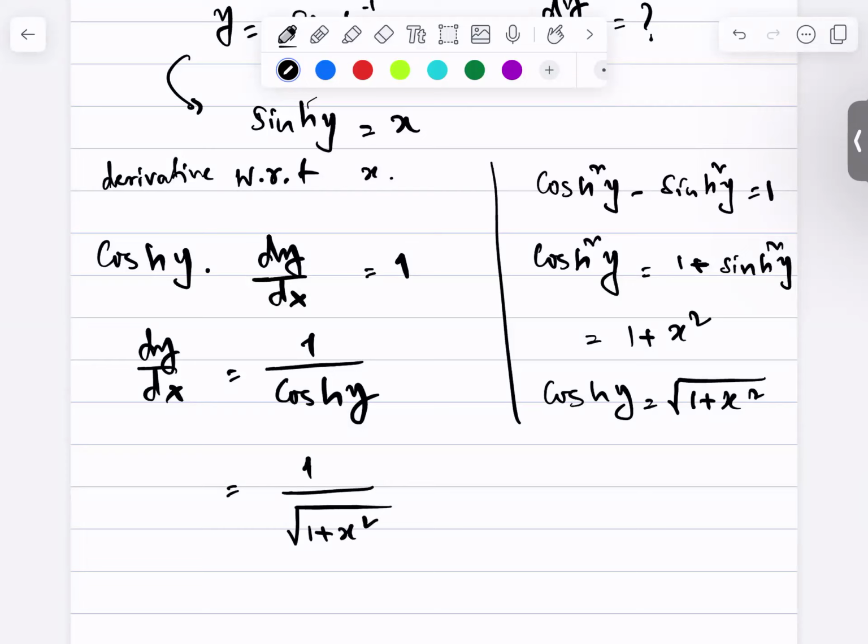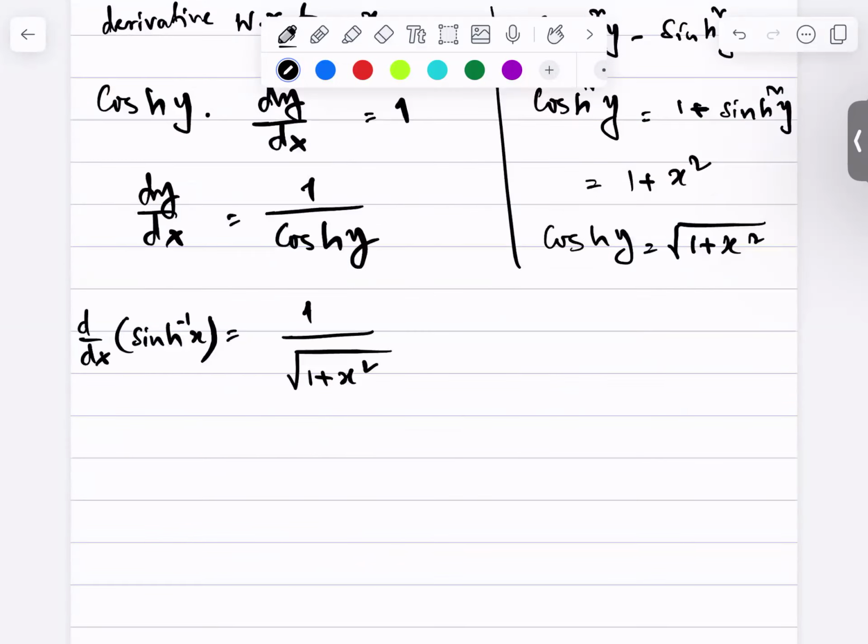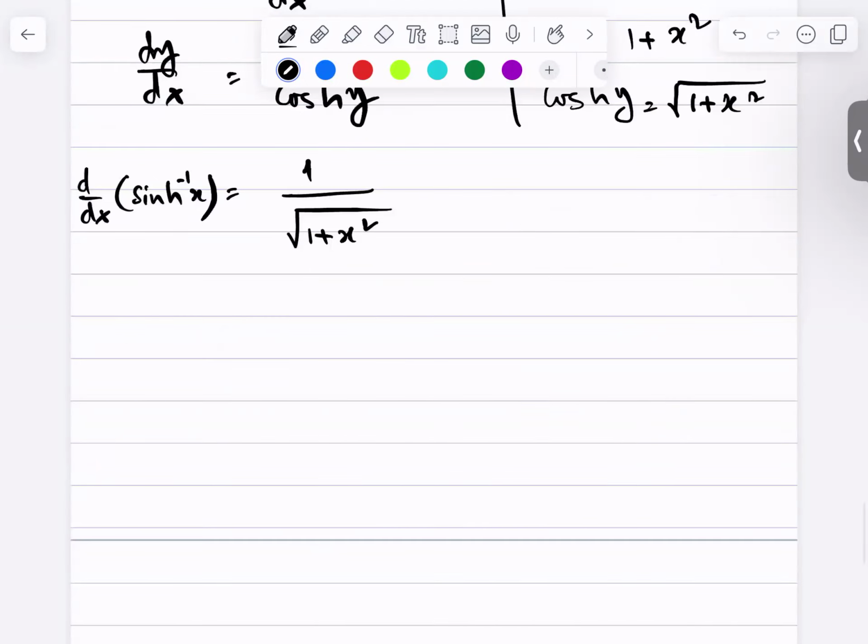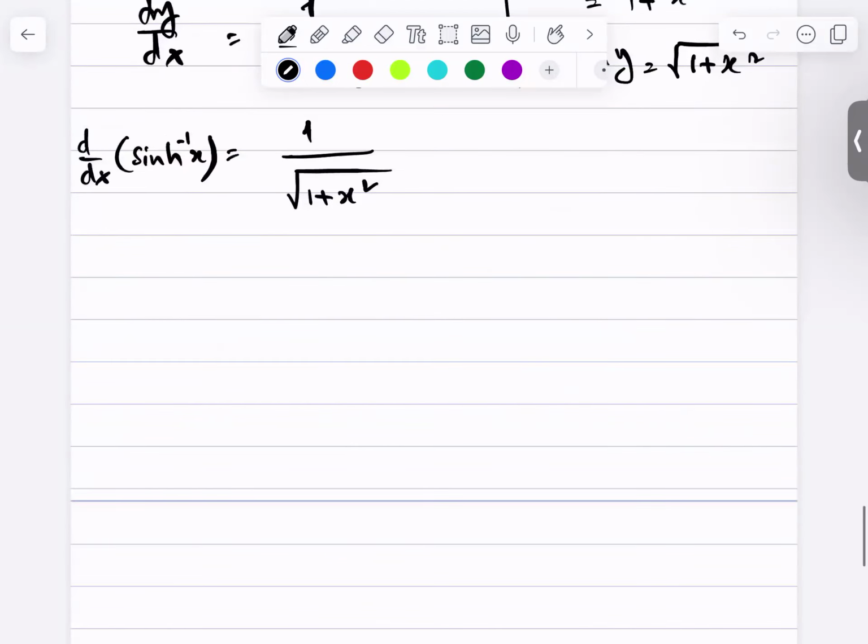Okay. So therefore, d/dx of sine hyperbolic inverse x is 1 over the square root of 1 plus x squared. Now, as we know that integration and derivative are reverse processes, I can take integration on both sides. Then the integration and derivative will just cancel each other, and there will be just the function. So I can write the integral of 1 over the square root of 1 plus x squared dx is the same as sine hyperbolic inverse x plus c. Okay.